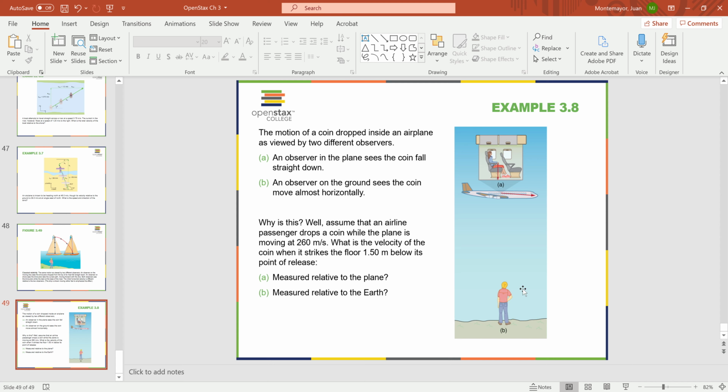So why is this? Well, we'll assume that an airline passenger drops a coin while the velocity is at 260 meters per second. What is the velocity of the coin when it strikes the floor 1.5 meters below the point of release, measured relative to the plane and measured relative to the earth? For these two, they're both going to be different. We're going to notice that they're not really the same, but it really just depends on the observer. So if you're able to go through this one, let's see.